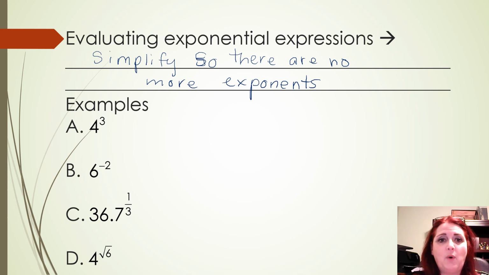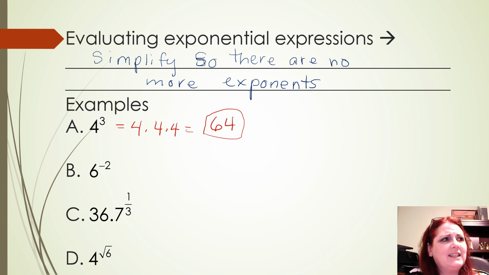When we take 4 to the third, remember that means 4 times 4 times 4. Or you can use your calculator, but 4 times 4 is 16, times 4 is 64. We evaluate that, and it's just 64.